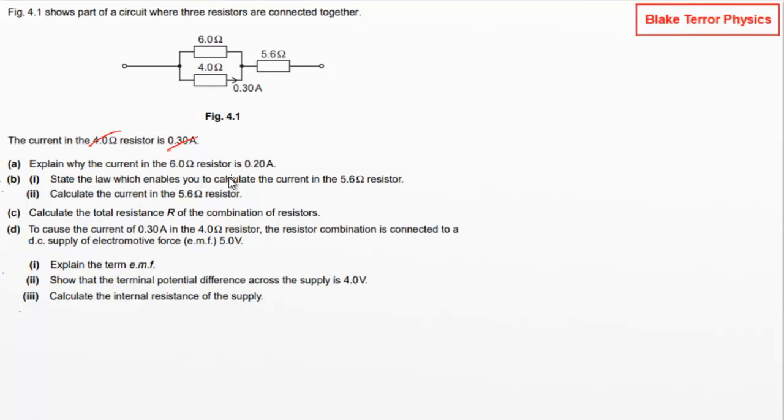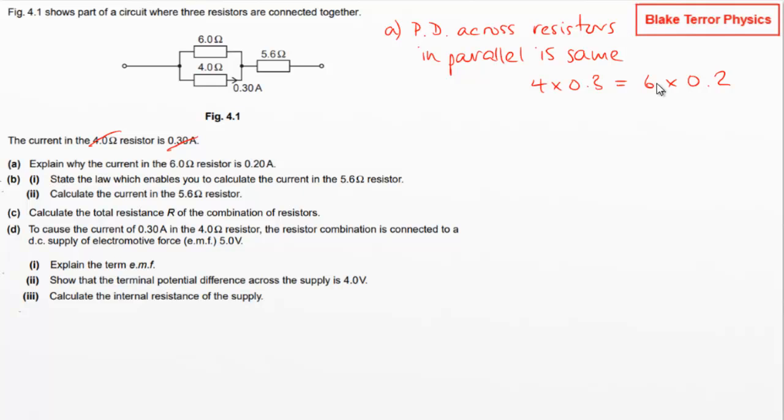Explain why the current in the 6 ohm resistor is 0.2 amps. So we've got an explain, so we have to put a few words together here. We want to say that the potential difference across resistors in parallel is the same. Therefore we can say that 4 times 0.3 has got to be equal to 6 times 0.2. They're both giving us 1.2 for the potential difference. That's what we need on that.